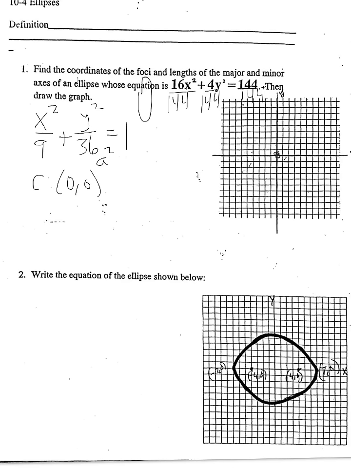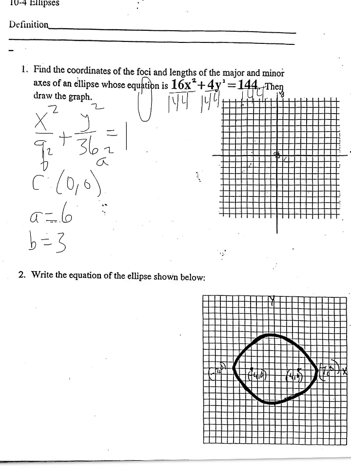And b squared is 9. So that means a is 6 and b is 3. And we use those values to essentially draw the ellipse. So from the center, since we know this ellipse is vertical, we're going to go up and down 6.